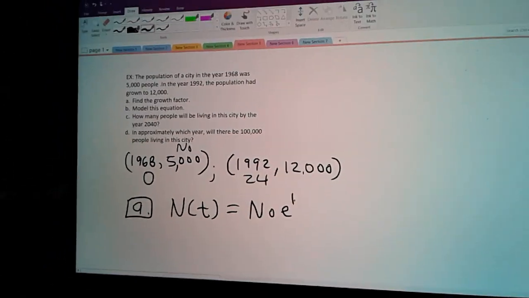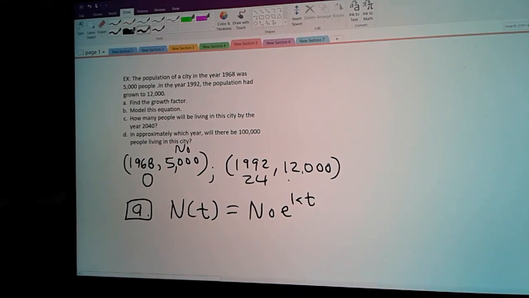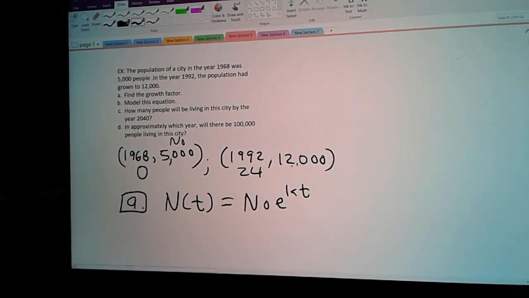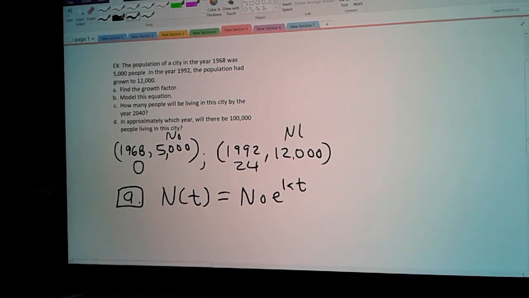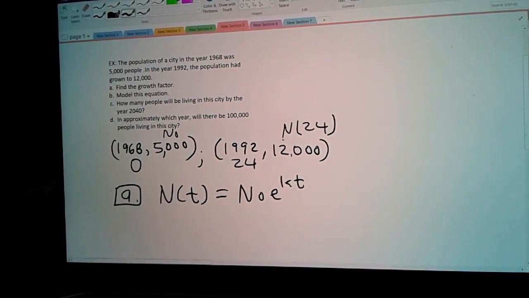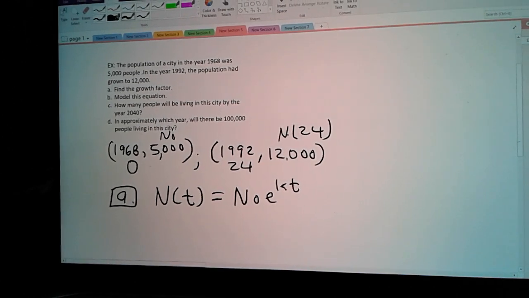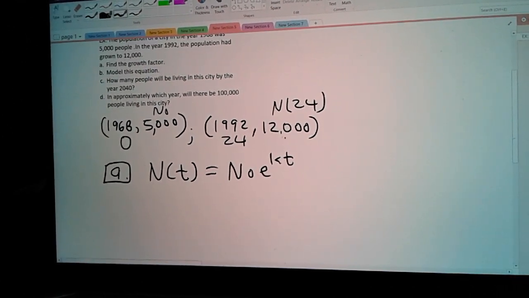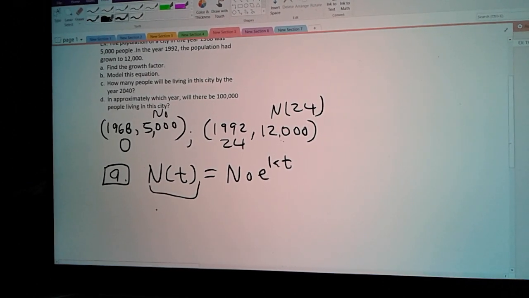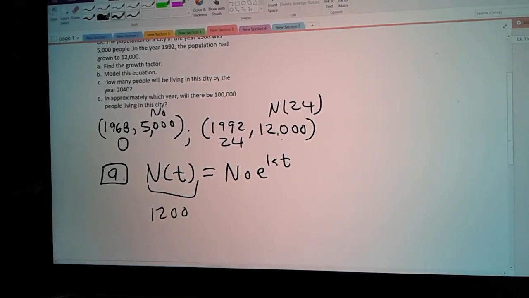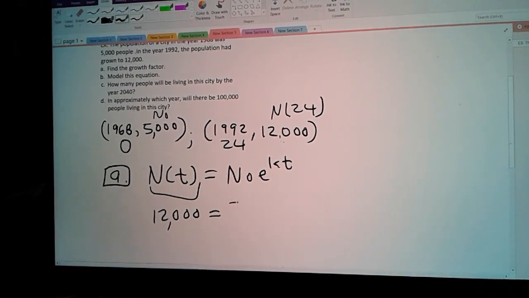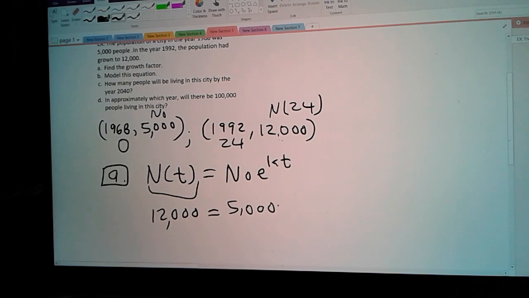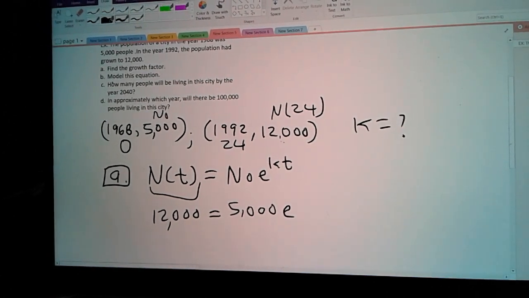We'll need the same equation again. And so after 24 years, I have 12,000 people. So my N of t, or my N of 24, is going to be 12,000 people. So I'm going to put in 12,000 for this one here on this side after 24 years. And N naught is 5,000. That's the initial population. I don't know what k is. We need to figure it out. That's what part A is about, finding the growth factor.